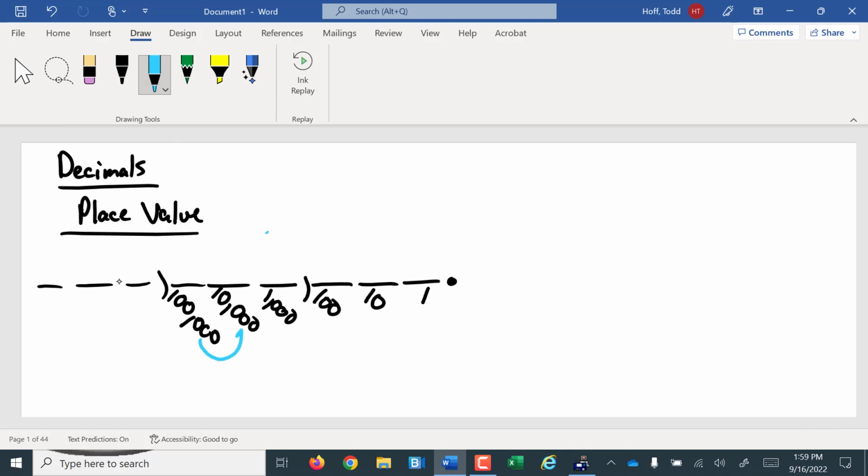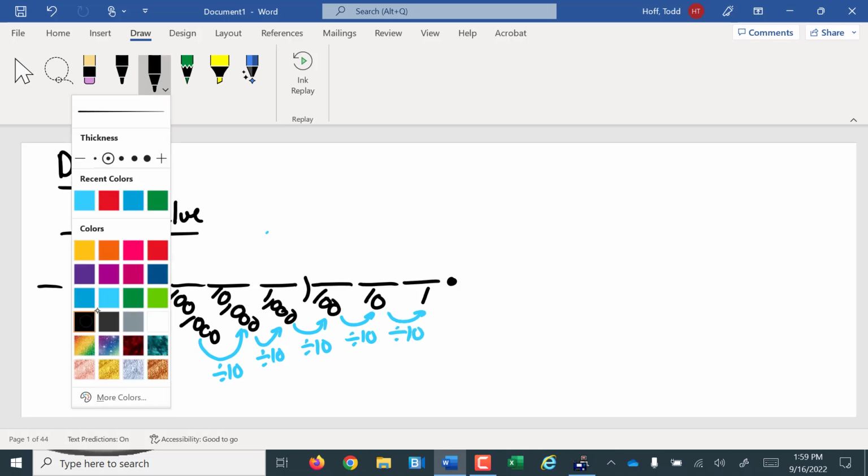Every time I move a place value to the right, the value of that place is divided by 10. 100,000 divided by 10 is 10,000. 10,000 divided by 10 is 1,000. And it keeps going. 100 divided by 10 is 10. 10 divided by 10 is 1.